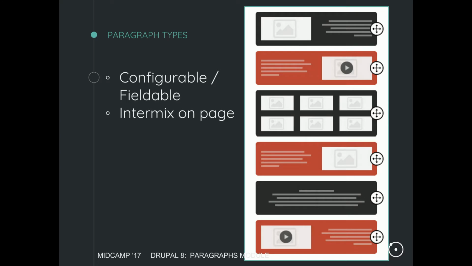As you add them, you can intermix the different types on the page as well, which is very convenient. So it's different than, let's say, field collections, where you have your item, you can only add a certain type of field collection each time. So these you can actually intermix on the page.